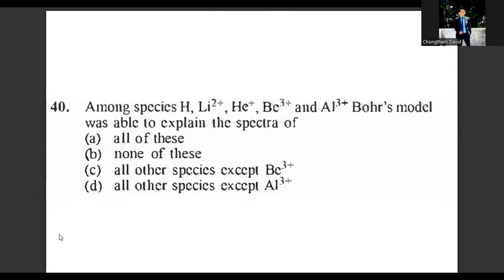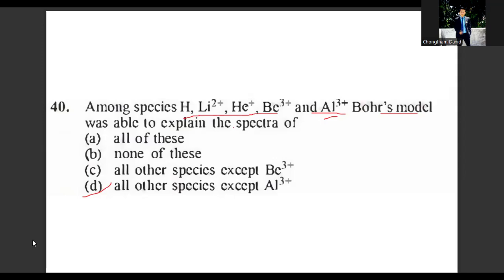Then among the species, which are isoelectronic species? Hydrogen, helium, lithium, barium, boron. Aluminium is not isoelectronic. Bohr's model was able to explain the spectra of. So except this aluminium, which is not isoelectronic, it cannot explain this. So all the others except aluminium would be the answer to this question. I hope it is clear and understood, right?